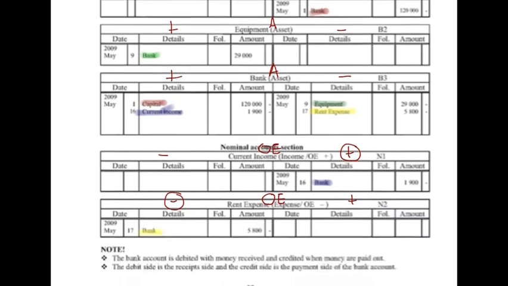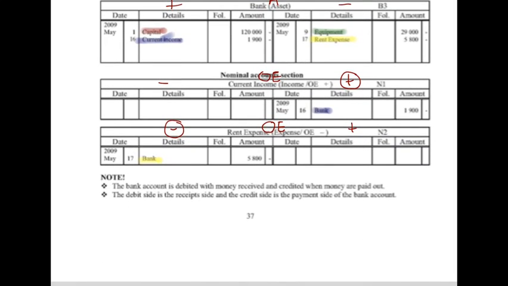Then just the last note, just to remember, the bank account the whole time is debited with money that we receive, and it is credited with money that we pay out. So in other words, the debit side is the receipt side and the credit side is the payments side, if I look at the bank account specifically.